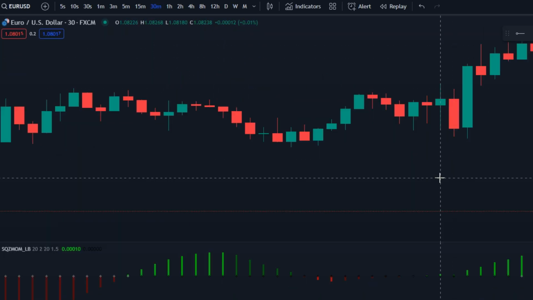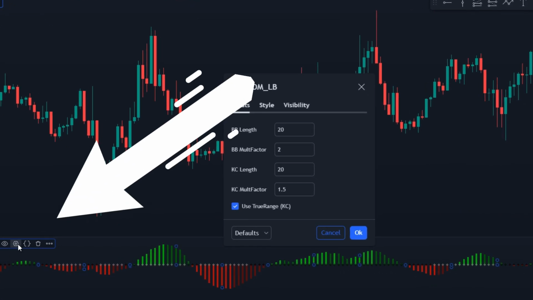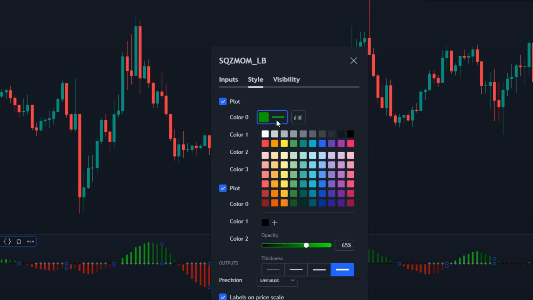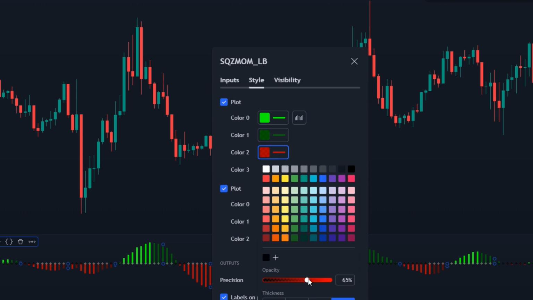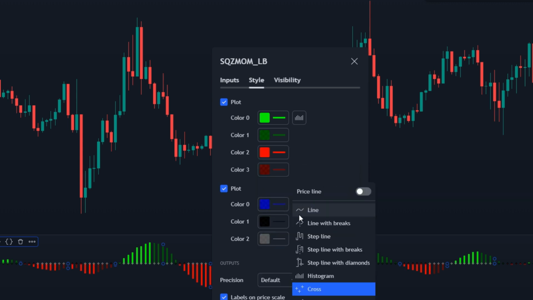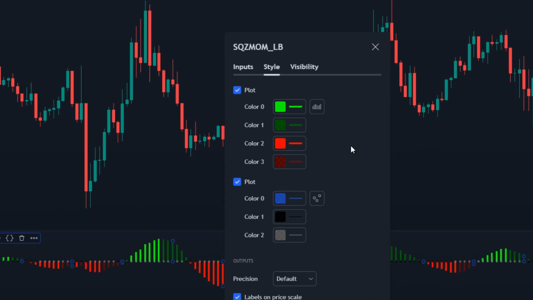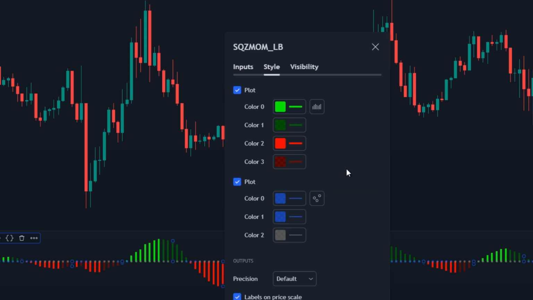Next up, we're gonna change the chart to 30 minutes. And after switching the time frame, go to indicators setting, and under the style tab, change the green line to 0 and red line 2 color to full opacity. Additionally, to the plot, change price line to circle, as well as change the color 0 and 1 to light blue. And lastly, the color 2, make it thicker and whiter.